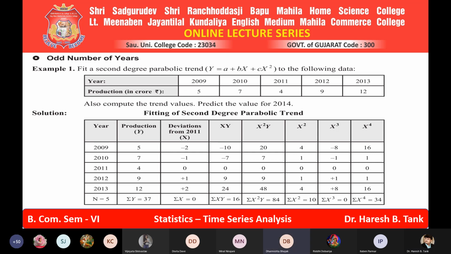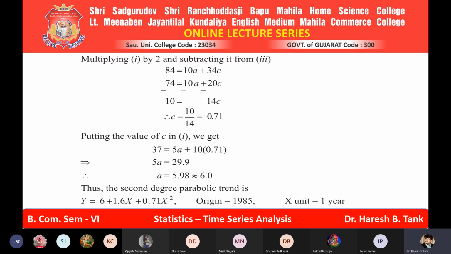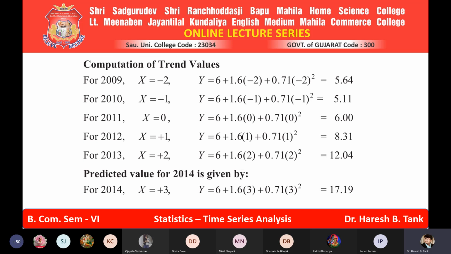2040, sir. 2011. Deviation was from 2011, so naturally, wherever the deviation is taken from, that is called the origin. So in this case, your deviation is taken from 2011, so the origin is 2011, and your x unit is 1 year. Go on substituting different values of x in the equation itself, and you will get some values.